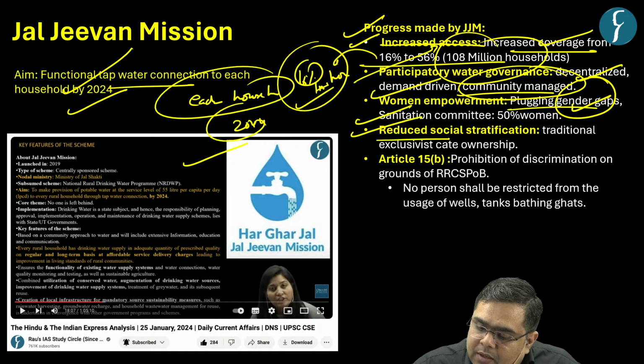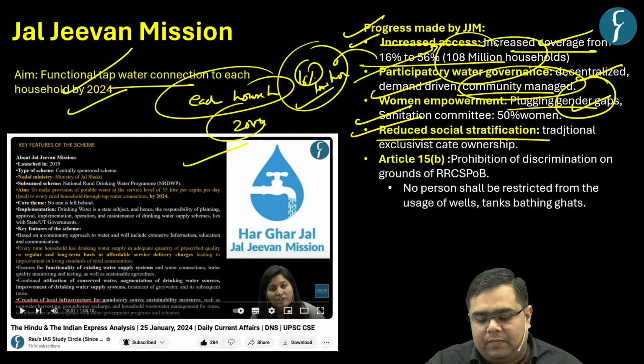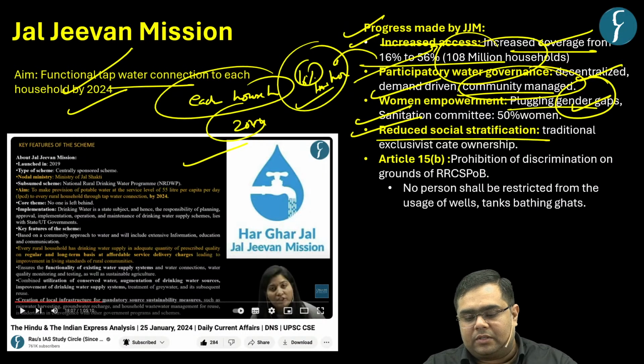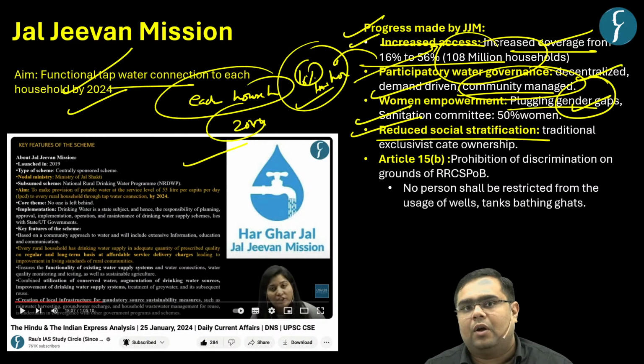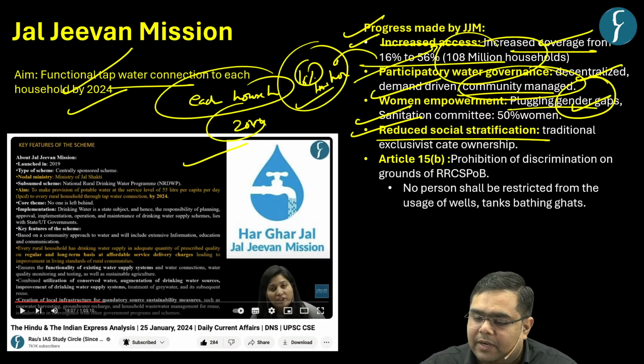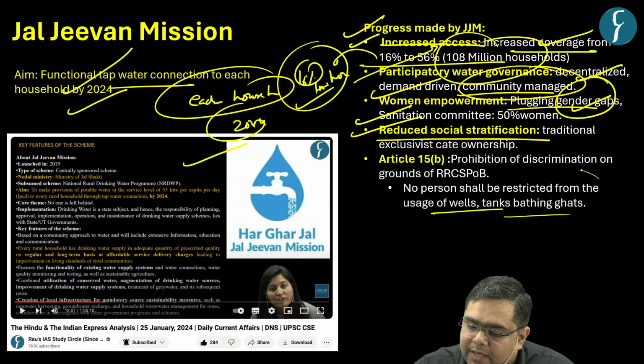Then again, another advantage with respect to this scheme is that it would lead to reduced social stratification. You must have heard, if you have read our Constitution keenly, that Article 15 says that there should be no prohibition on the basis of religion, race, caste, or place of birth. Why was there a need to mention in the subclause that no person shall be restricted from usage of wells, tanks and bathing ghats?